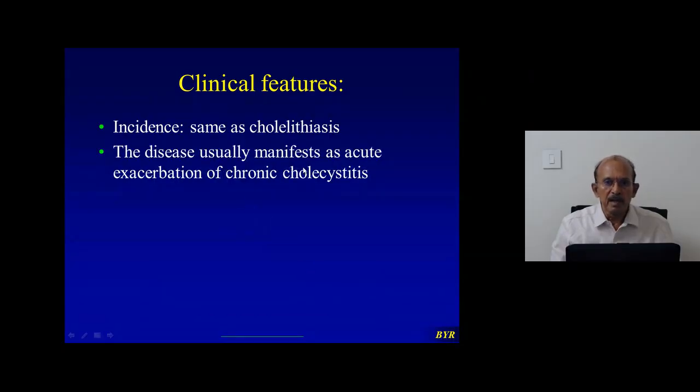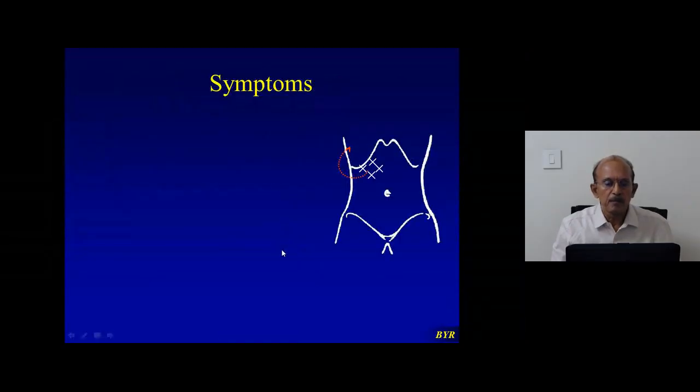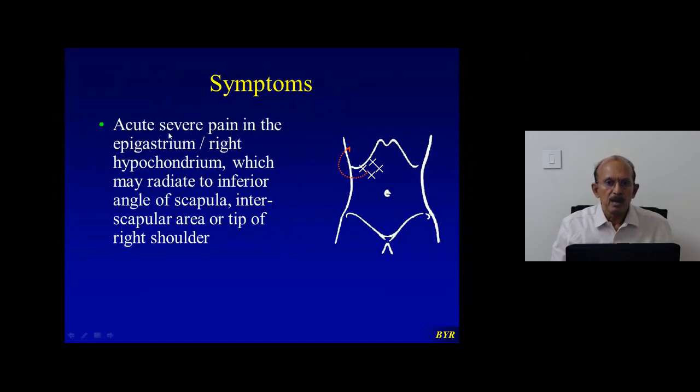The disease usually manifests as acute exacerbation of chronic cholecystitis. Symptoms: acute severe pain in the epigastric region. Because it is a foregut structure, the patient complains of pain in the epigastrium, or right hypochondrium when the overlying peritoneum is inflamed. Then the pain may radiate to the inferior angle of the scapula along the T7 dermatome.